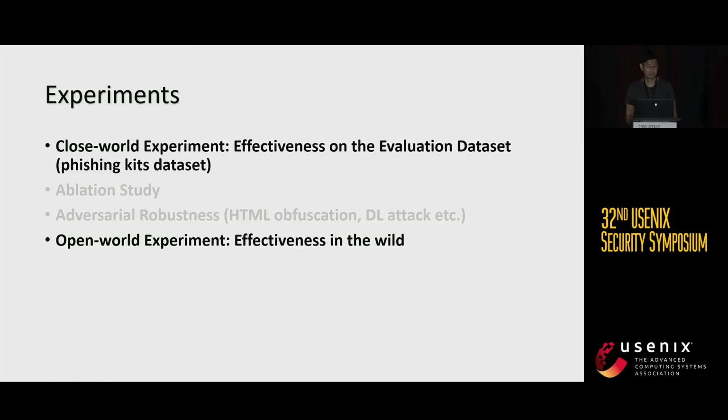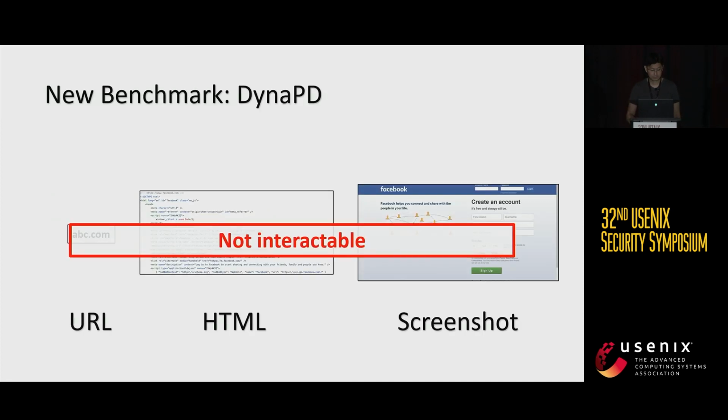We conducted four experiments, and for the sake of time, I'll just report two of them. The first is called a closed world experiment. We evaluate our approach on a collected dataset, which is basically a phishing case dataset. The second is an open world experiment, which means that we run phishing detectors on the internet to see how many zero-day phishing websites we can collect.